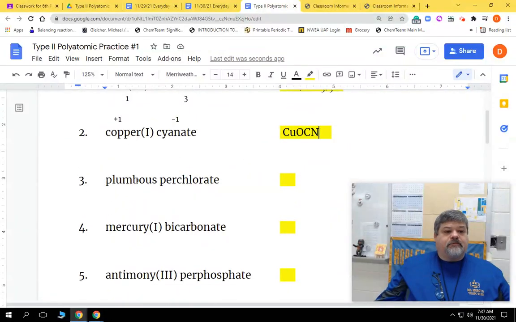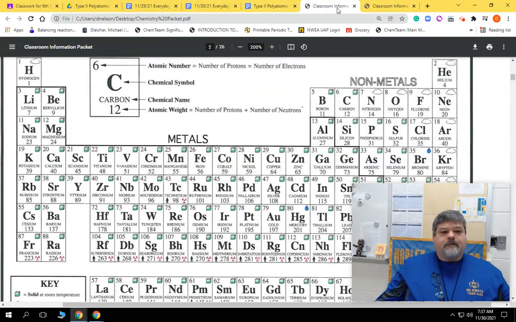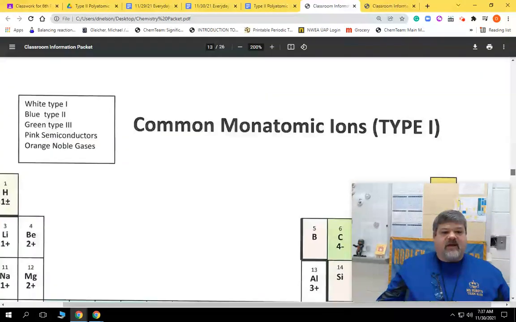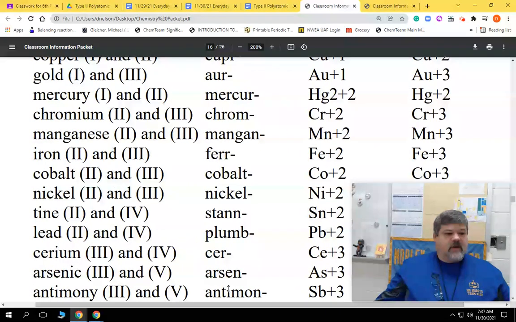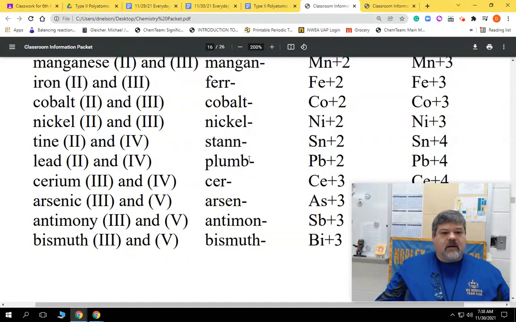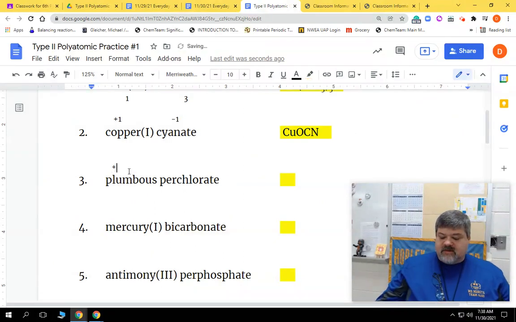Now here's one that's unique. I have plumbous perchlorate. Plumbous is not going to be on your polyatomic ion sheet. We don't know what element that is, but if we go to our packet and scroll down to the prefixes, we'll find it in there somewhere. Do I find it? Lead right here. And if we go up here, this is going to be this column, so it's going to be a +2.